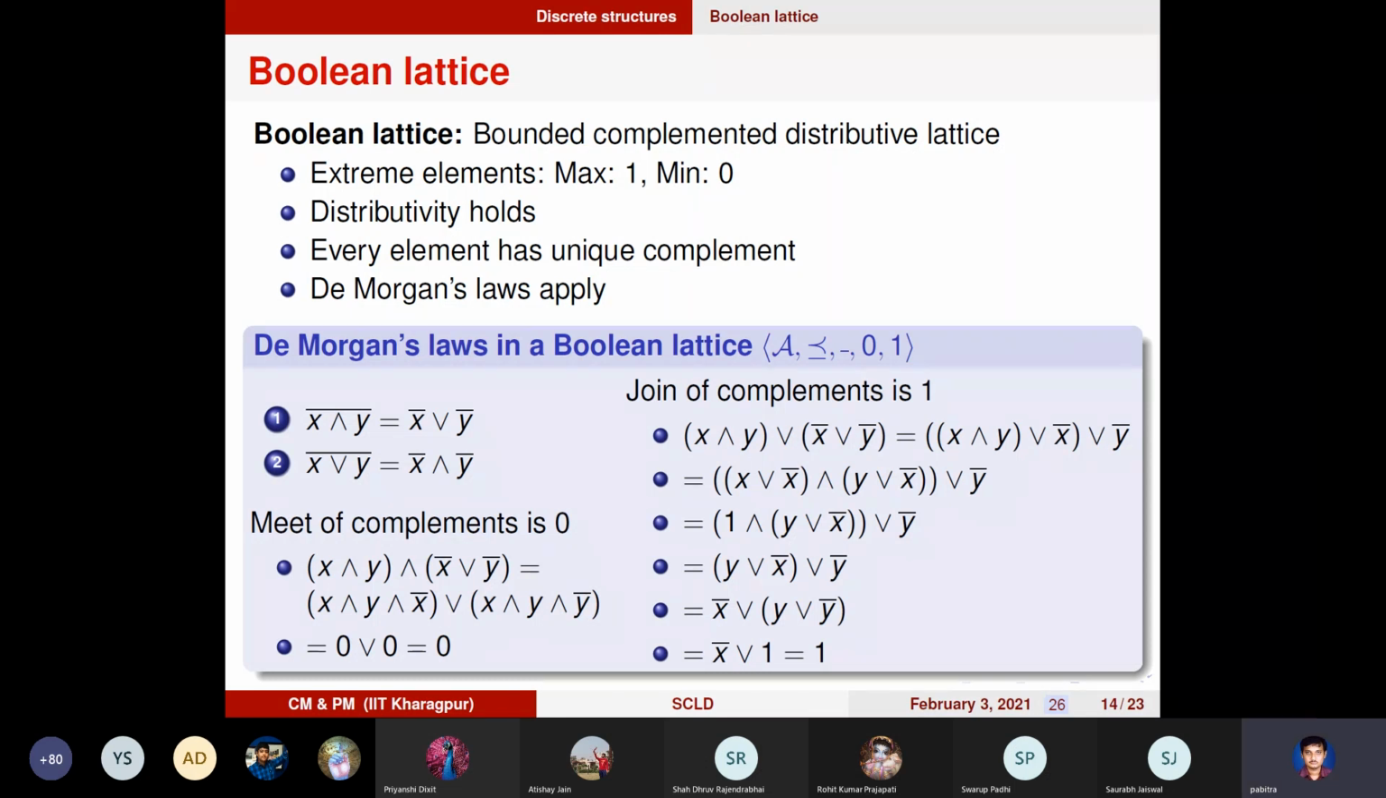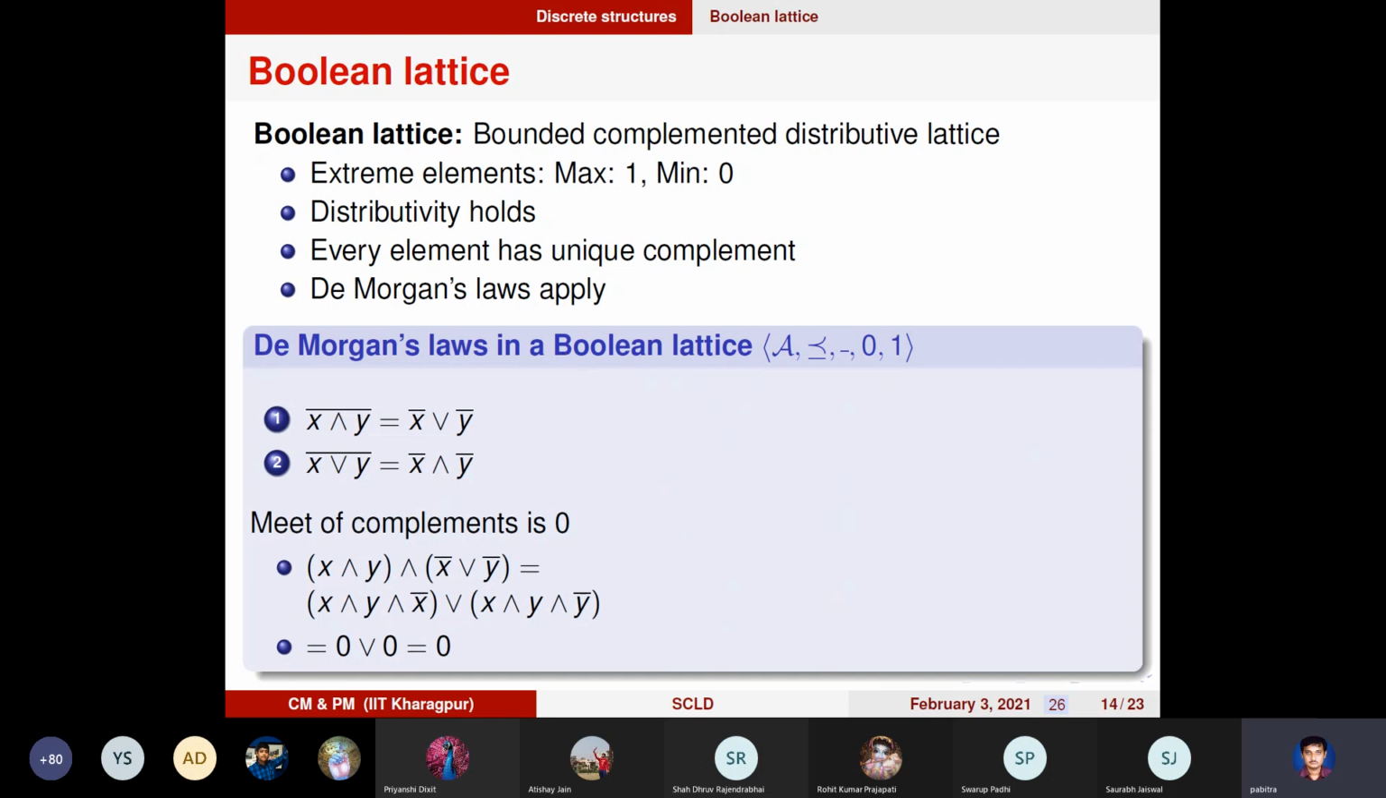So can you tell me how does the first De Morgan law follow from these 3 steps? Anybody? Why is this a proof of the first De Morgan's law? Sir, meet is intersection of sets and means. Sir, in which way we have to say that it is correct?